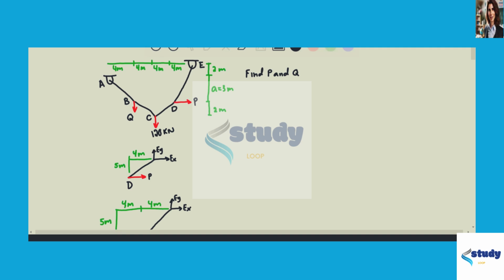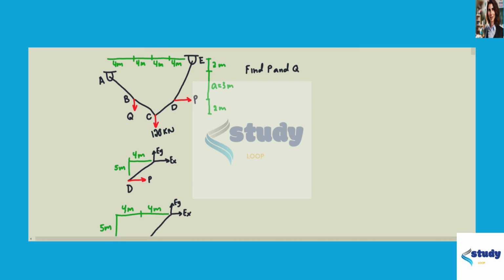This is problem 105 for Vector Mechanics for Engineers, Statics and Dynamics. In this problem, there's a cable stretching from A to E. There's a load applied downward at B, which is just labeled Q. There's a load applied downward at C, which is 120 kilonewtons, and a load applied at D in the positive X direction, just labeled P.